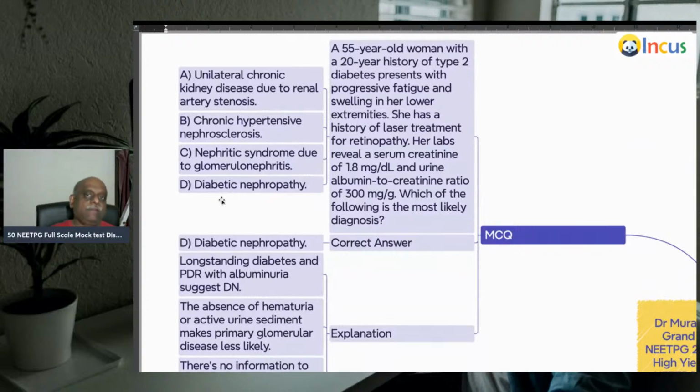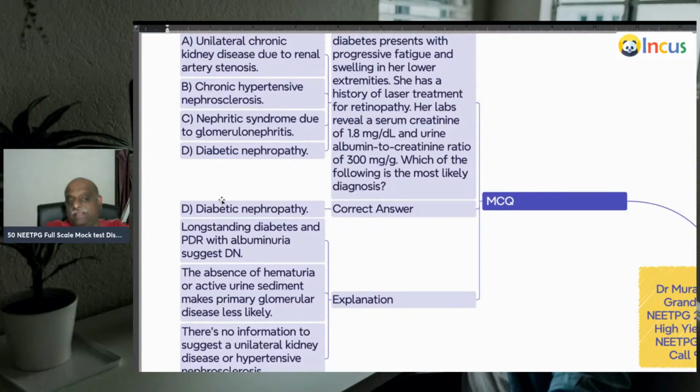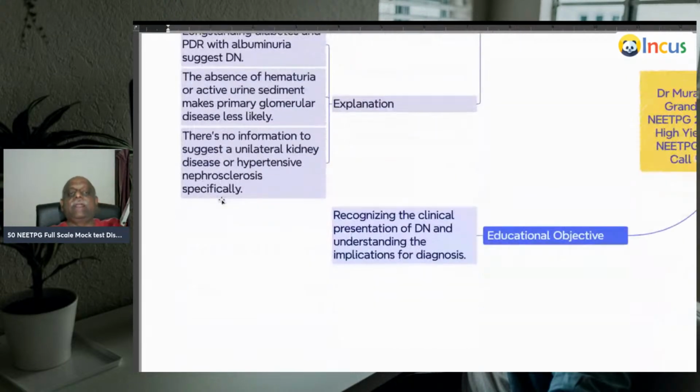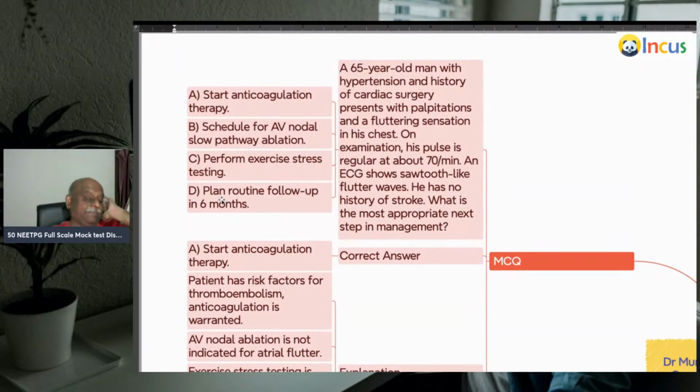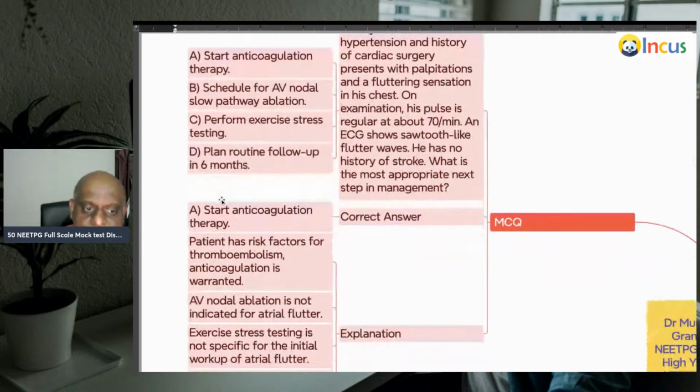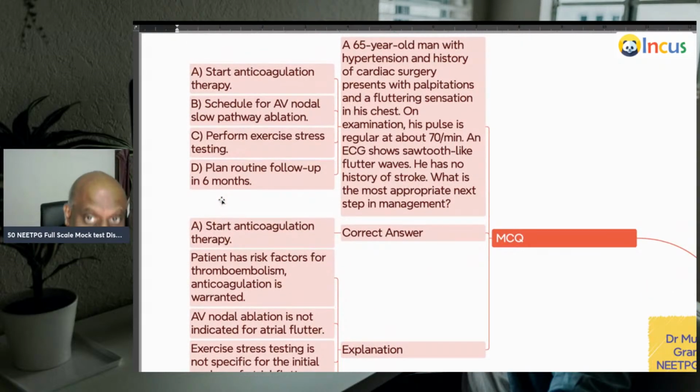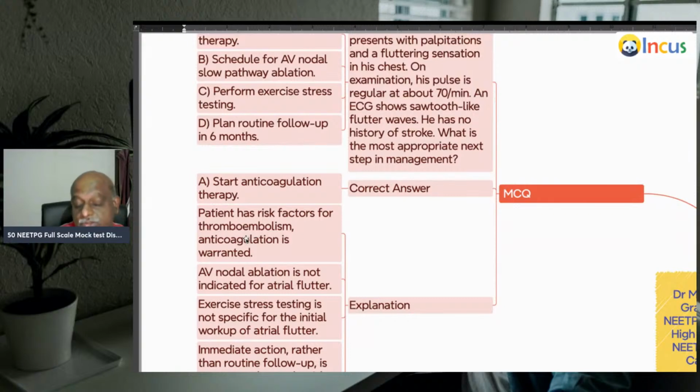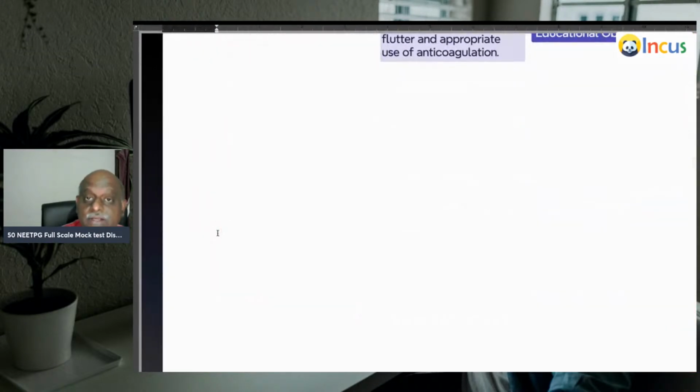A 55-year-old with 20-year history of type 2 diabetes presents with progressive fatigue, swelling in her extremities, laser treatment for retinopathy. So any long-standing diabetes with proliferative diabetic retinopathy with albuminuria means it is diabetic nephropathy, is what you should remember. A 65-year-old man, hypertension, history of cardiac surgery, and sawtooth flutter waves means atrial flutter. To prevent stroke, he should be started on anticoagulation therapy.